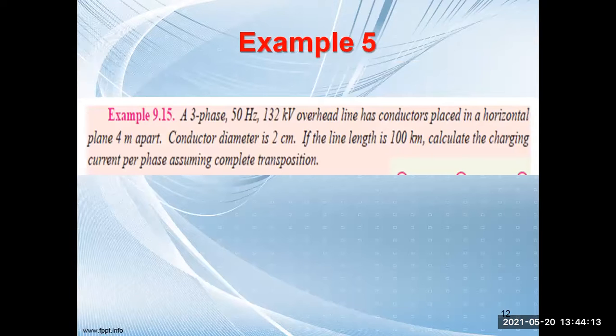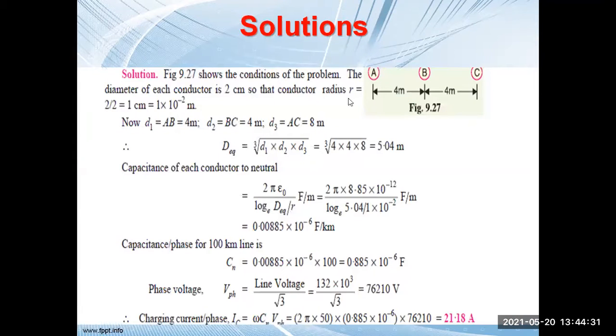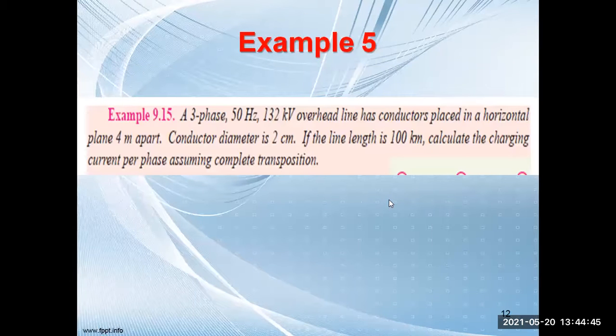Okay. Next is a 3-phase 50 Hz 132 kV overhead line that has conductors placed in a horizontal plane 4 meter apart. Conductor diameter is 2 centimeter. If the line length is 100 kilometer, calculate the charging current per phase assuming complete transposition. So 4 meter is the mutual distance between A to B and B to C. I think this is a similar problem to the one we have done in the last case. Yes or no? Yes sir. So please do it from your end. I want you to solve it.